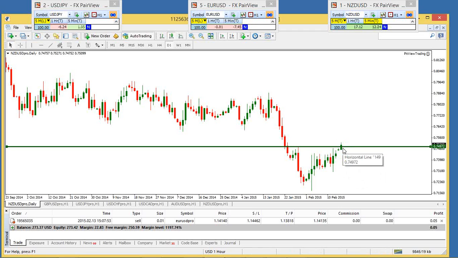I wouldn't be surprised though, with the lack of volatility and the lack of liquidity today, if we see some type of retracement to the downside on New Zealand. It's been going pretty crazy down in here.